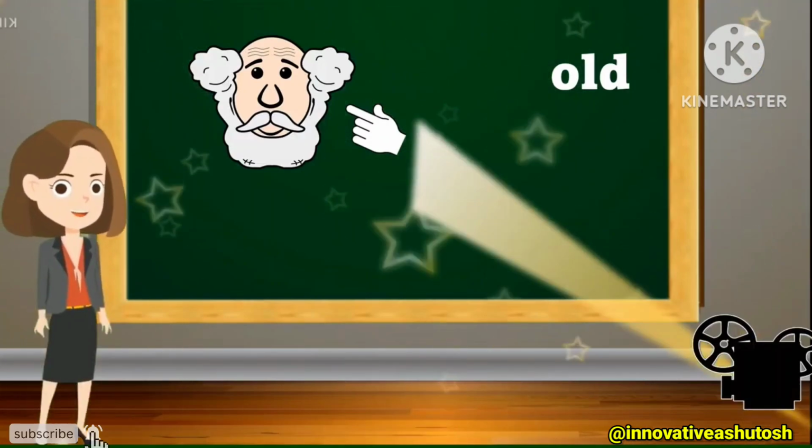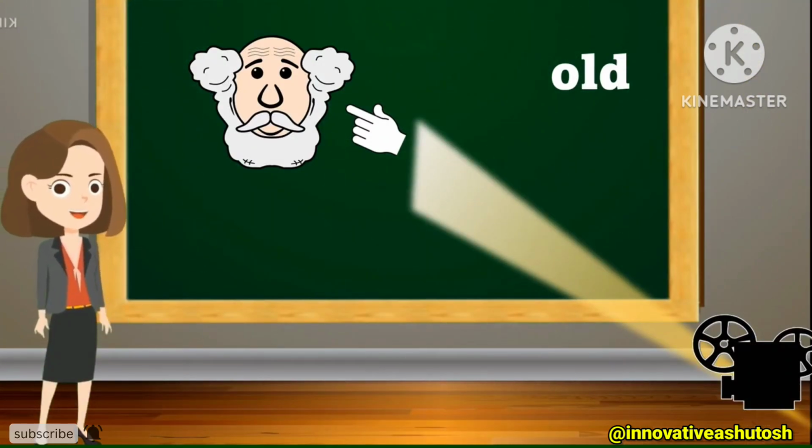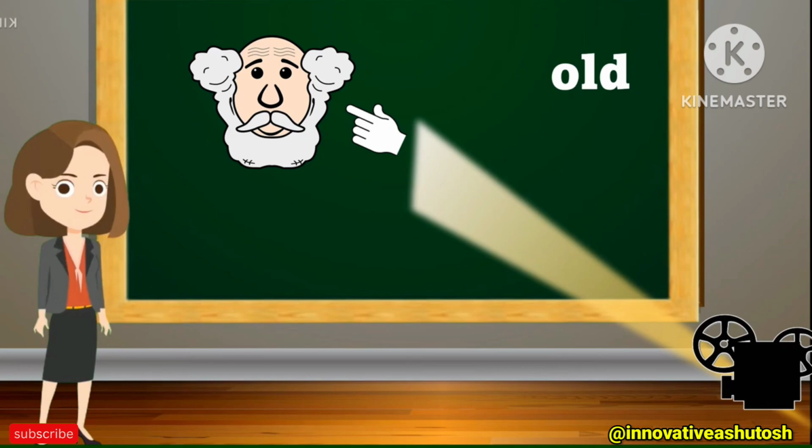Now lastly, let's see this picture and tell what should we use here. I am or you are. The hand is pointing to the old man himself. So we should use I am. I am old.